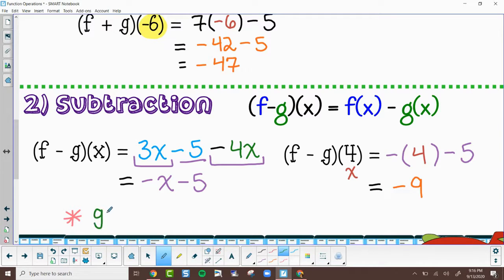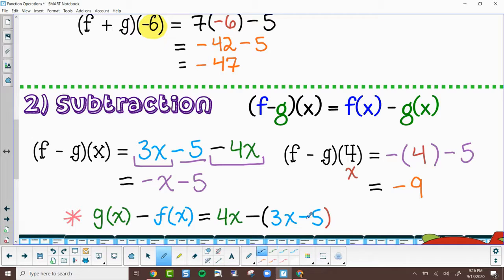Let's say I asked you to do g of x minus f of x. This is something you may want to do in your margin because this is usually what gets the most confused. So what would happen is I would have to take g of x, which was 4x, and then I would have to subtract all of f of x. So hopefully you start to see why we have to be very, very careful, because I'd have to take this negative and distribute, and then I would have to simplify all my like terms.